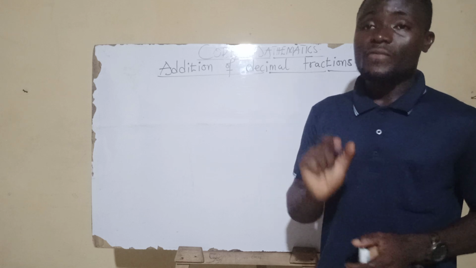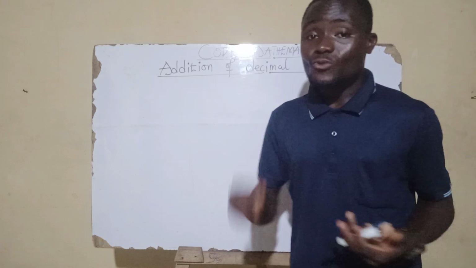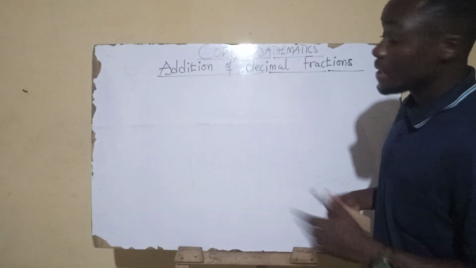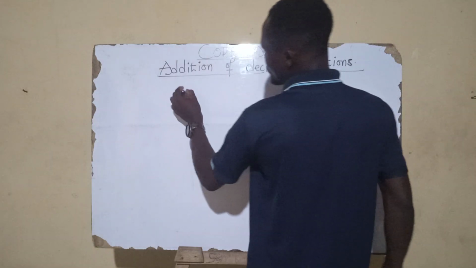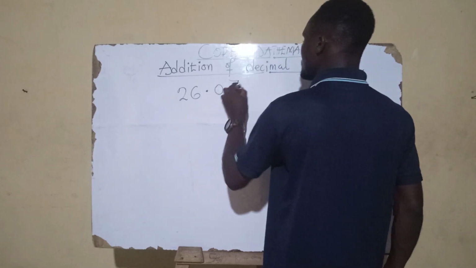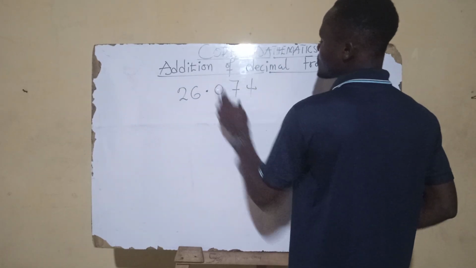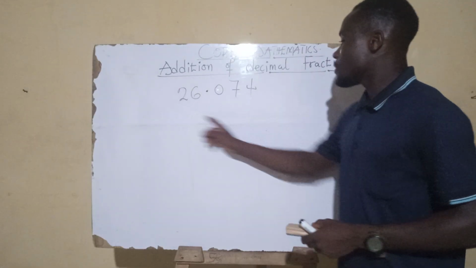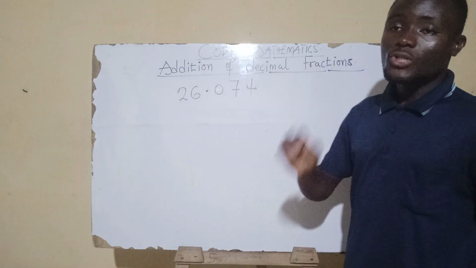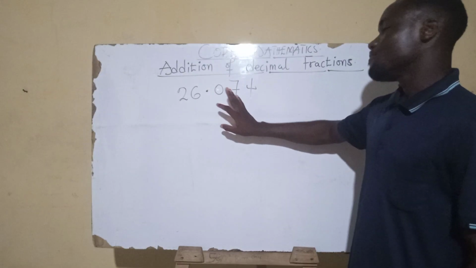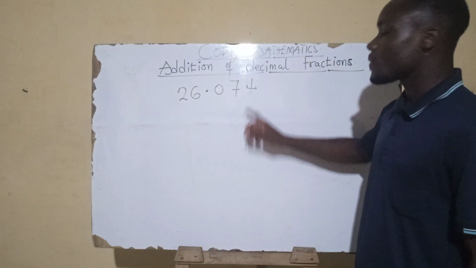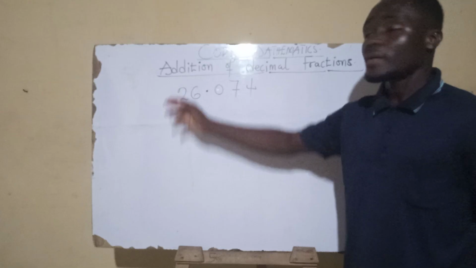Remember, when we say a decimal fraction, we are just referring to numbers with a decimal point in them. Are you with me? Let's take for instance 26.074. Please, we do not say 26.74. No, we say 26.074. So this is an example of a decimal fraction.